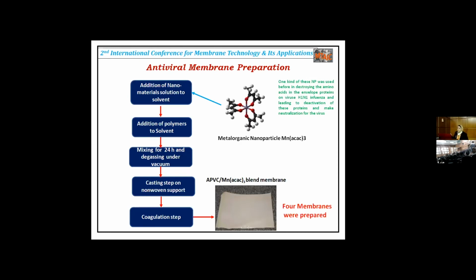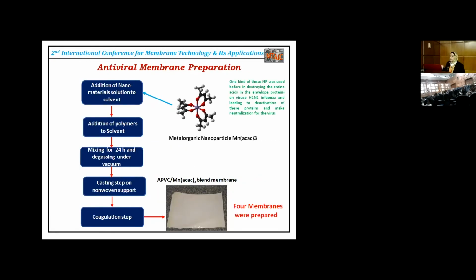How can I produce an antiviral membrane? In our experimental work, we found a material called manganese acetylacetonate. These materials are metallo-organic nanoparticles. In some research, we found that researchers used metallo-organic nanoparticles with manganese in their structure. They used these materials to destroy the protein layer in the influenza virus.